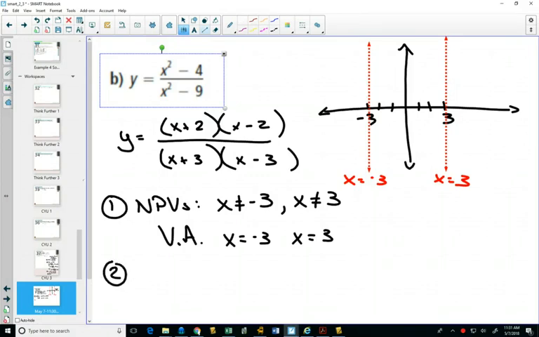Step 2, determine whether or not you're going to have a horizontal asymptote or a vertical asymptote. The highest degree in this is an x squared. There's an x squared on the top and an x squared on the bottom. That means the degrees are the same, and we'll have a horizontal asymptote at y equals 1.